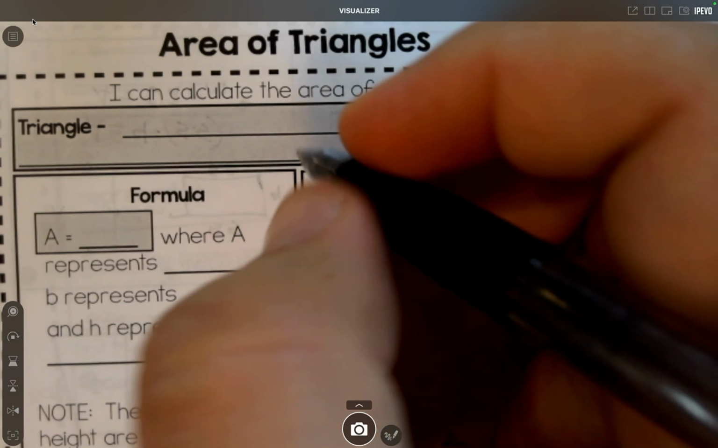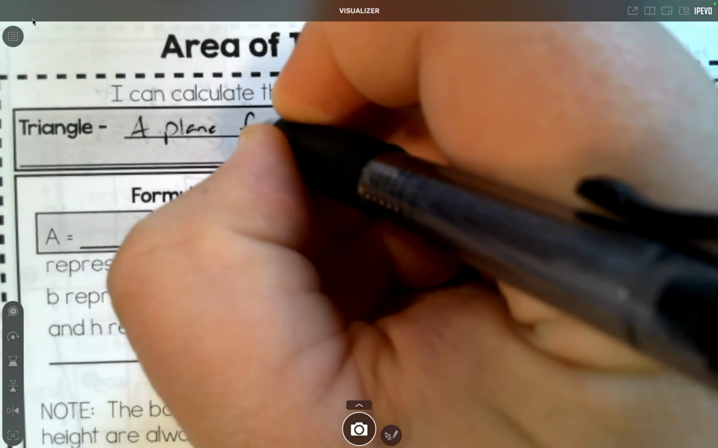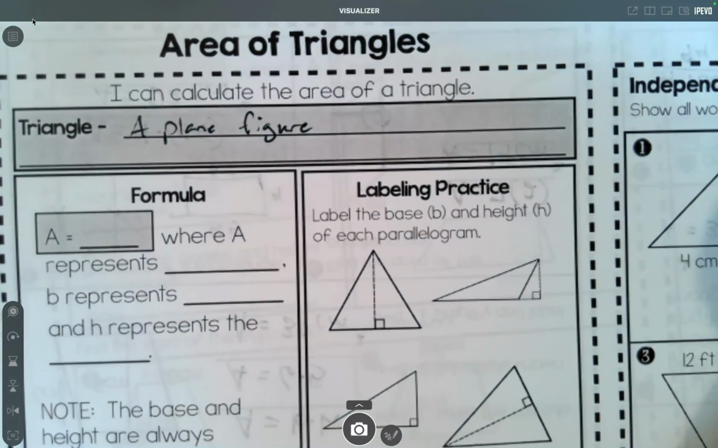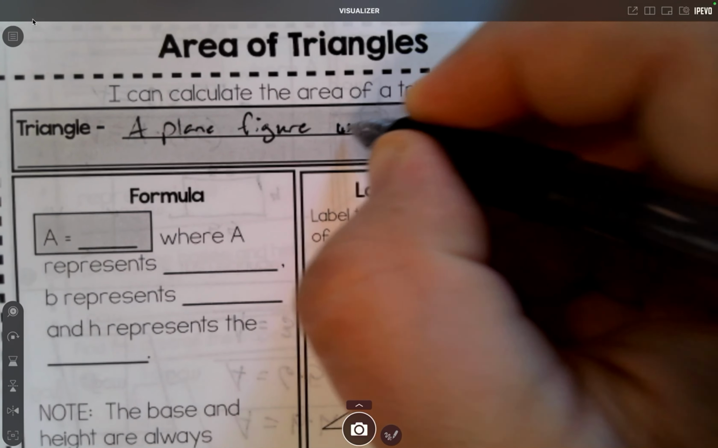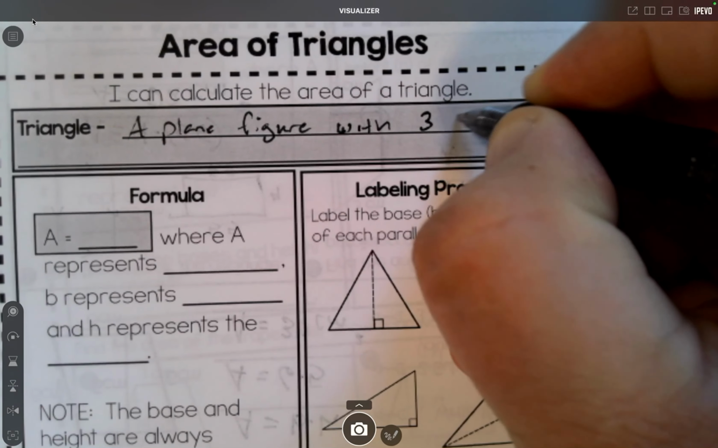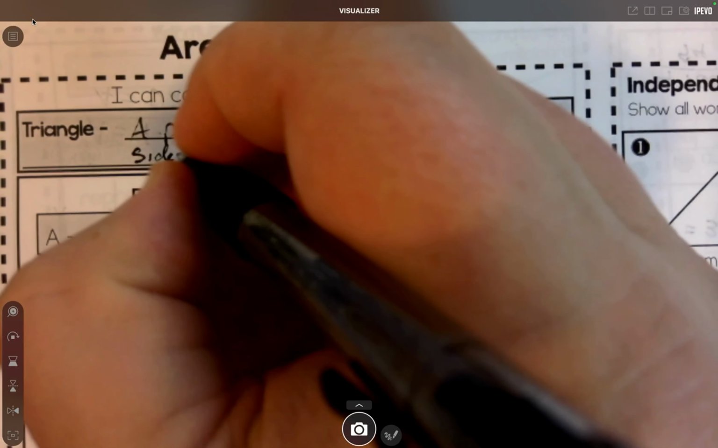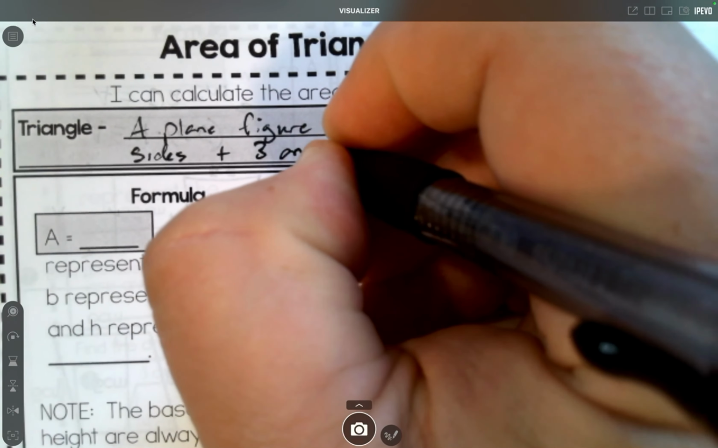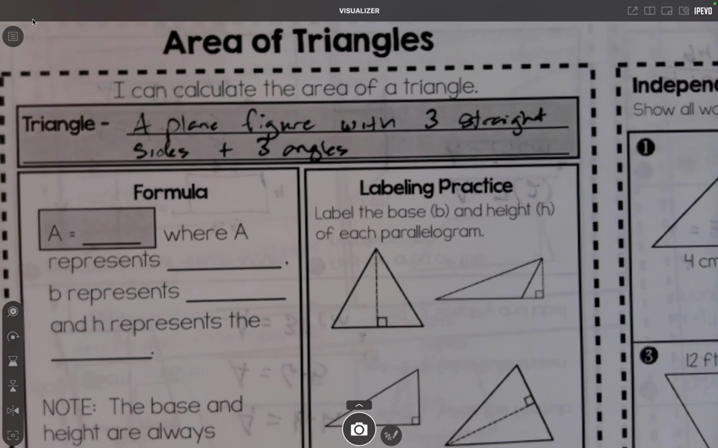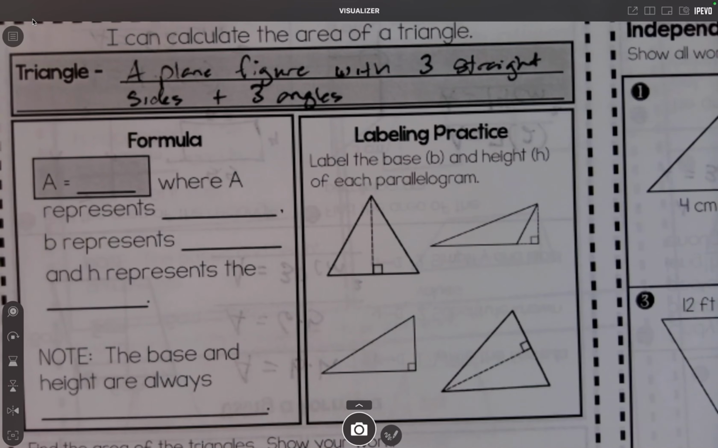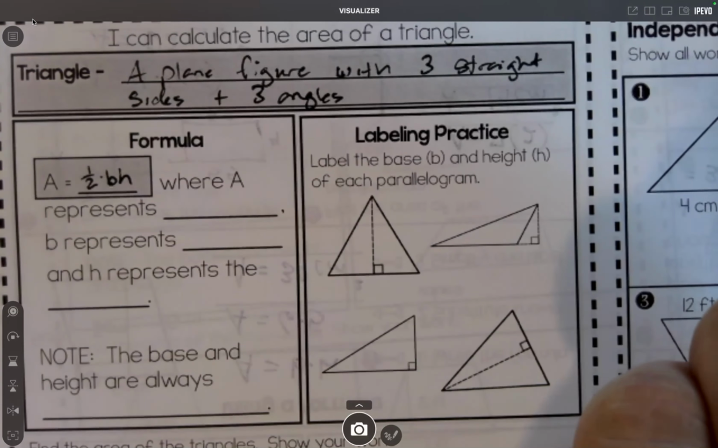So a triangle is a plane figure, meaning two-dimensional. A plane figure with three straight sides and three angles. The formula is one I'm sure you've done before. It's half times base times height.